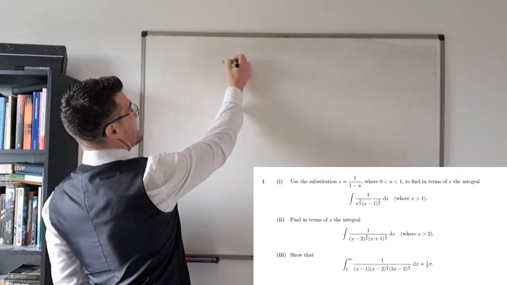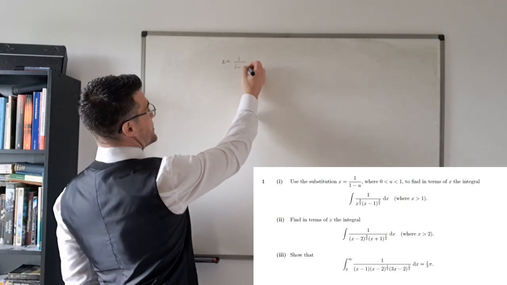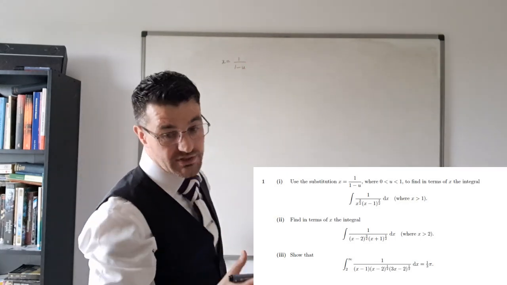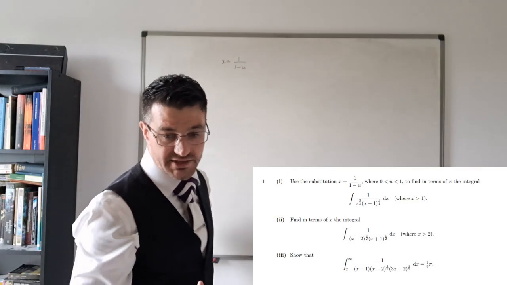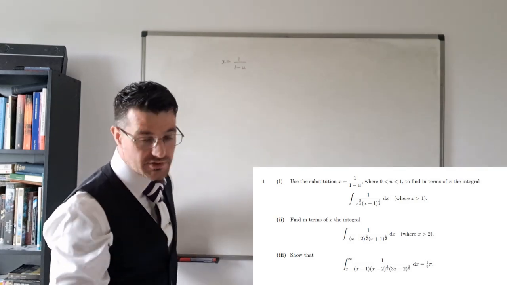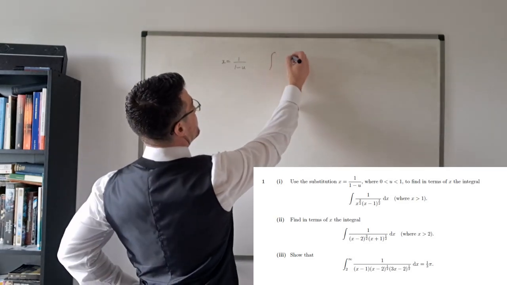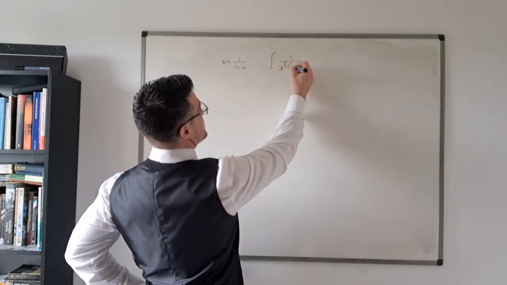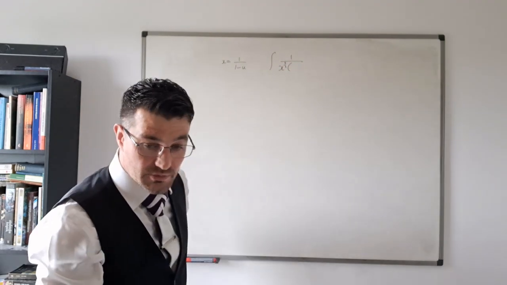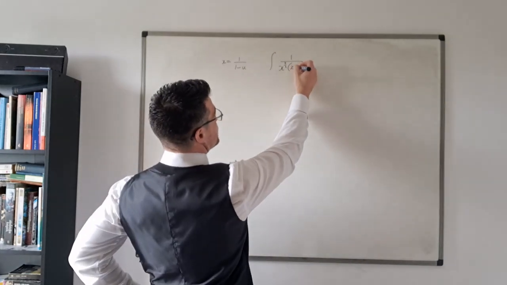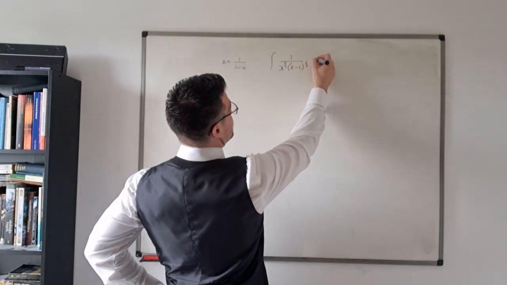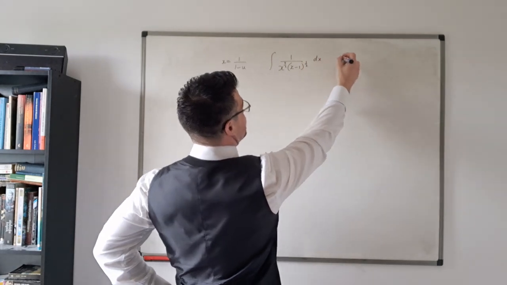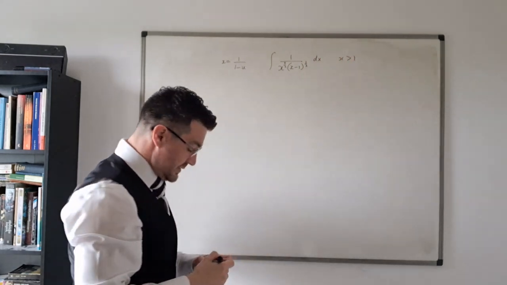Using the substitution x equals 1 over 1 minus u, where 0 is less than u is less than 1, and so on, to find in terms of x the integral of 1 over x to the power of 3 halves, x minus 1 to the power of a half dx, for x greater than 1.